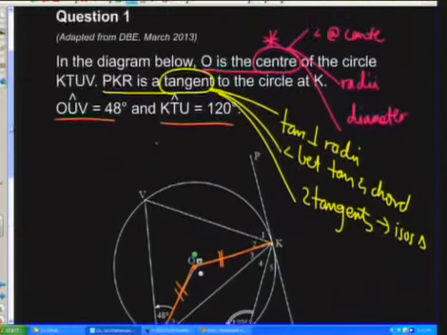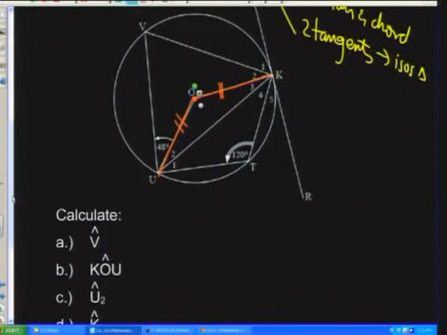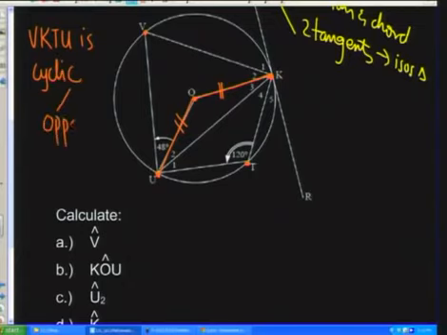We've also got the circle through K, U, V. So they're already giving you that these 4 points are on the circumference. If they are, then this figure is a cyclic quad. So VKTU is cyclic. What do we know about cyclic quads? We know that the opposite angles are supplementary, and we know something about the exterior angle.